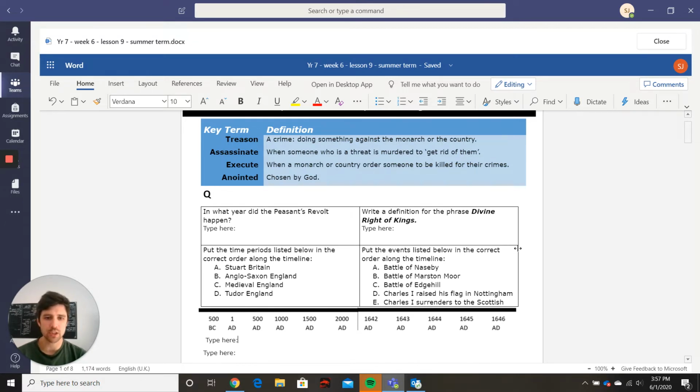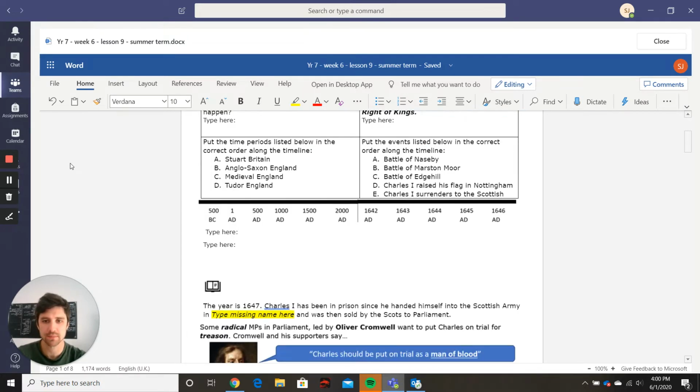Okay, now we need to put these events in order along the timeline. And I'm actually going to go and double check these because I can't remember exactly where they go. Okay, here goes. So Charles raised his flag, his standard, and the Civil War started in Nottingham in 1642. Later that year, in October 1642, the Battle of Edgehill took place. Thirdly, the Battle of Marston Moor was in 1644, and then the Battle of Naseby in 1645, which means that the last one is Charles surrendering to the Scottish, which happened in 1646.